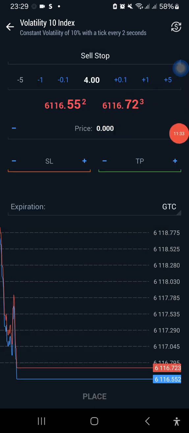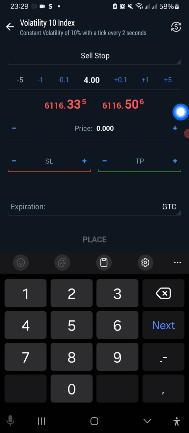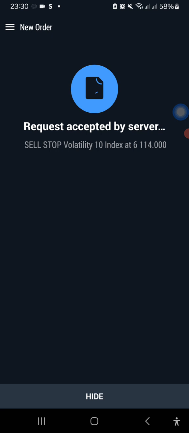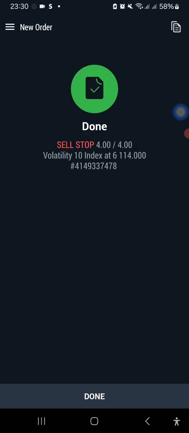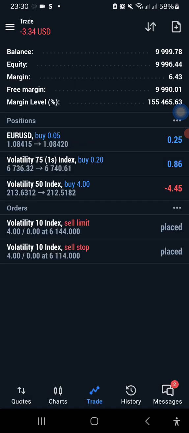Okay, so you enter your market entry price. Okay, so 6114. Make sure you delete the zero, if not it's going to make the price invalid. Okay, after that we place our trade. So you see that's another pending order added to our trade. Volatility 10 sell stop, and volatility 10 sell limit.